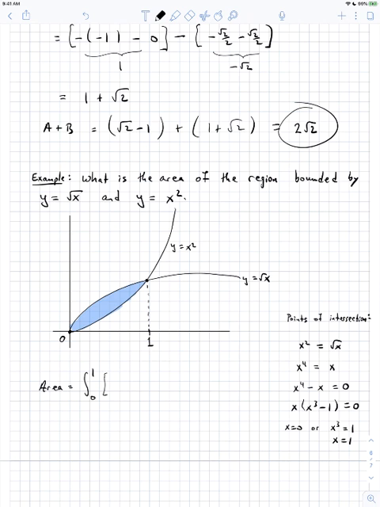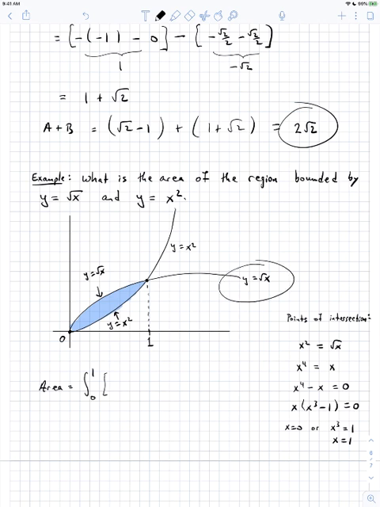function is on top. Long term, x squared is much bigger, but between 0 and 1, y equals the square root of x is on top, and y equals x squared is on the bottom. That's only between 0 and 1. Once you're bigger than 1, then that changes because the two intersect. x squared long term is much bigger than the square root of x.